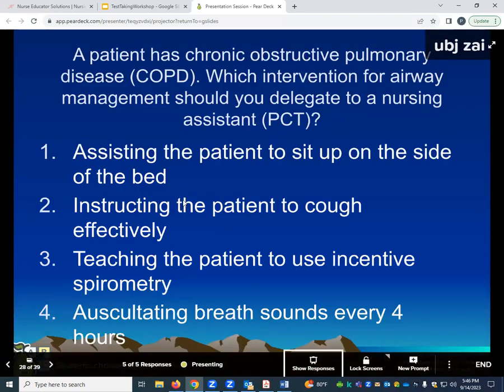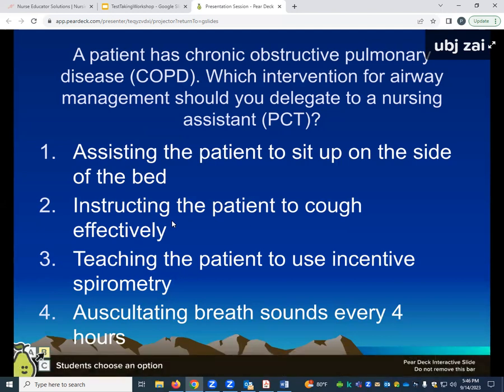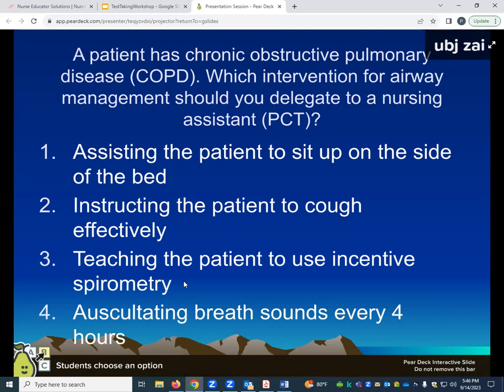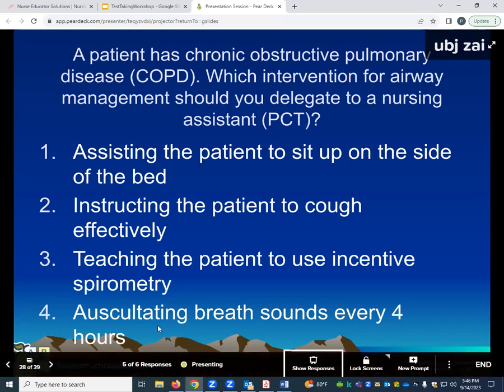Yes, that is the only thing of these that you can delegate to the UAP. Instructing the patient to cough effectively, the RN has to do the initial instruction. The LPN could do follow-up reinforcement. Again, with the teaching to use incentive spirometry, the RN is to teach that patient, and now the LPN can follow up with any advice or reminders. The UAP could remind the patients to use their incentive spirometry. They just can't instruct on the use of it. Auscultating breath sounds every 4 hours. Once you do your initial assessment, you could delegate that to the LPN as well.